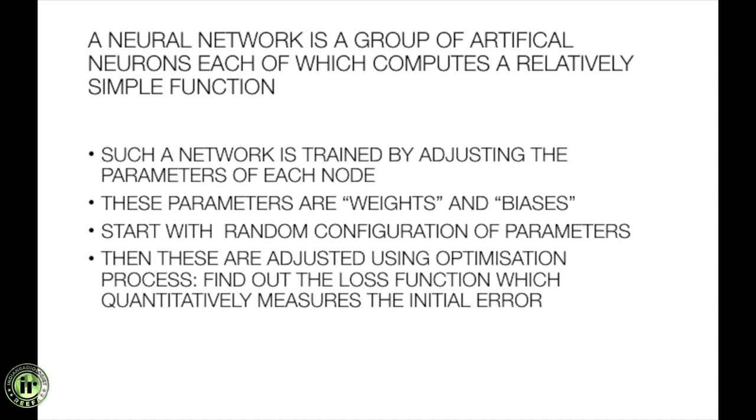Basically, the algorithm as it is made consists of a random configuration of parameters. Now, these parameters are adjusted using optimization processes to find a numerical loss function, which quantitatively measures the initial error. That is, you use a fresh algorithm and you run all your images through it, the training set of images, and you get a number which is the error. That is, by what factor did the algorithm err or deviate from the actual diagnosis made by human beings?